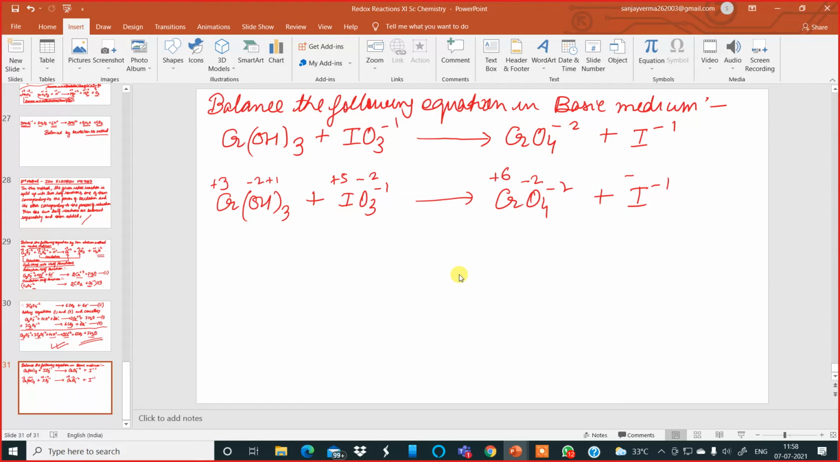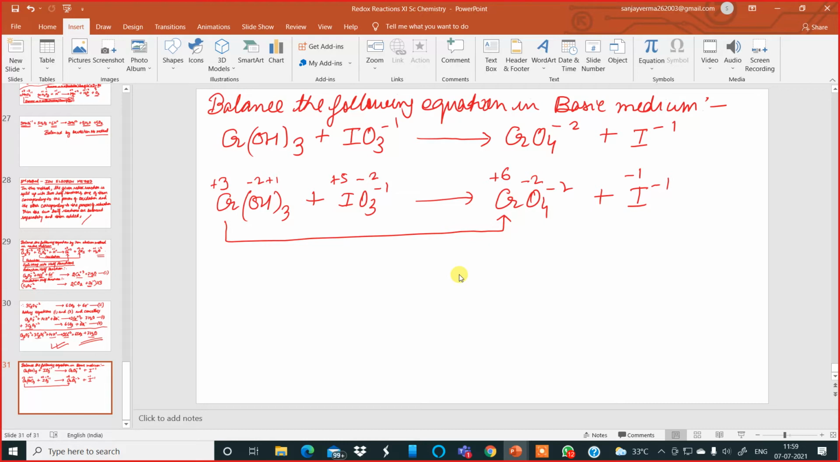And here iodide it is minus 1. So I have written down the oxidation number of all the atoms above the symbols in the redox reaction equation. Now I will get which part is oxidation, which part is reduction. So chromium is changing from plus 3 to plus 6, and keep in mind this reaction is happening in basic medium.